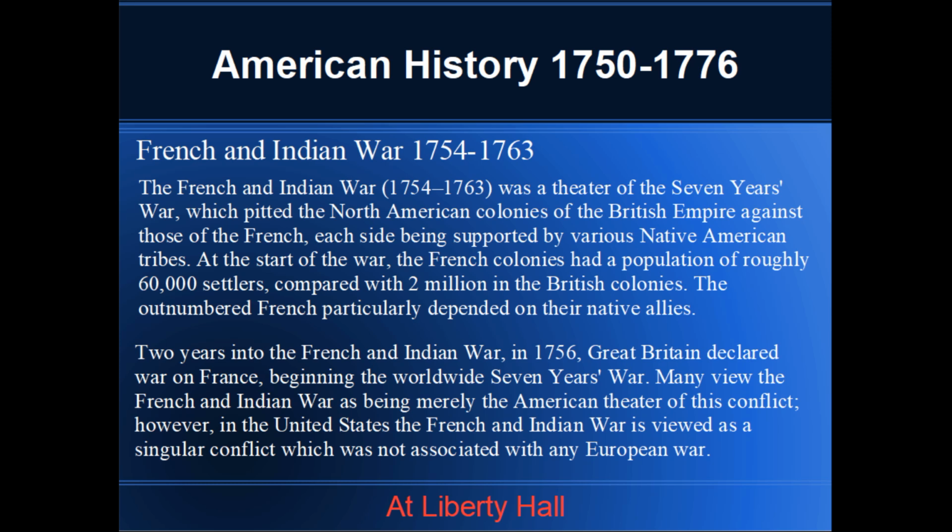The French and Indian War, from 1754 to 1763, was a theater of the 7 Years' War, which pitted the North American colonies of the British Empire against those of the French, each side being supported by various Native American tribes. At the start of the war, the French colonies had a population of roughly 60,000 settlers, compared with 2 million in the British colonies.